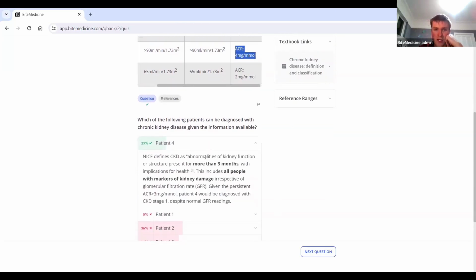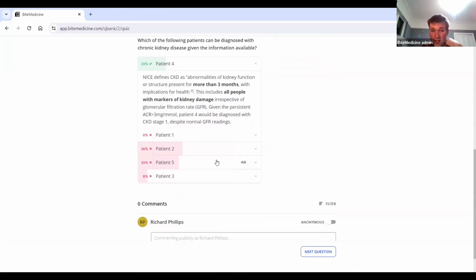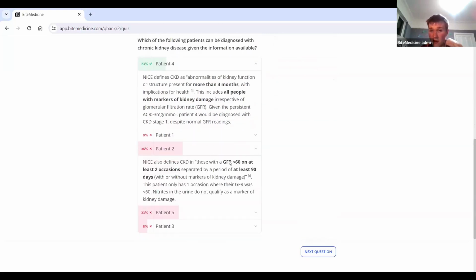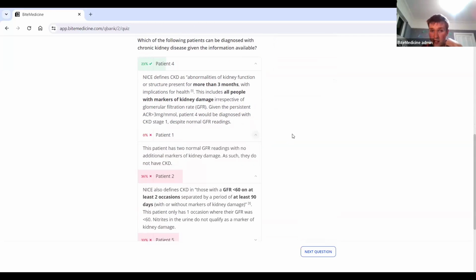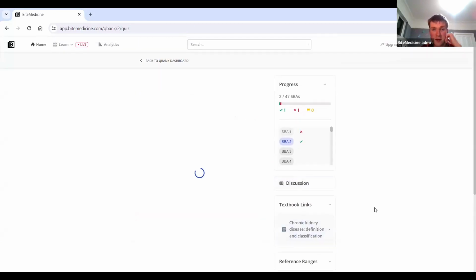Excellent. There we go. So NICE defines CKD as abnormalities of kidney function or structure present for more than 3 months with implications for health. So here we go. Given the persistent ACR more than 3, patient 4 would be diagnosed with CKD stage 1. For those who haven't used the platform regularly, you can look and see why other things aren't correct for each one. But in the interest of time, we'll move on. Let's see if I can up my score.